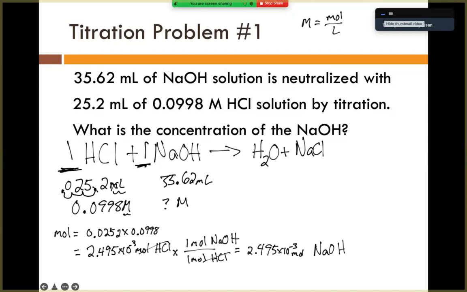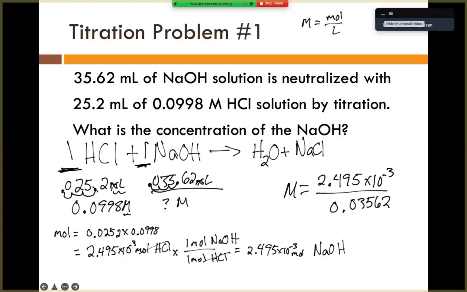We just figured out how many moles of particles are floating around in there. And we know the volume that we measured out. Oh, step 3, molarity again. We do need to change this into liters. Molarity equals moles, which we just found, 2.495 times 10 to the negative third, divided by the liters, 0.03562 liters. When we divide those, we get 0.0700 with 3 sig figs molar.